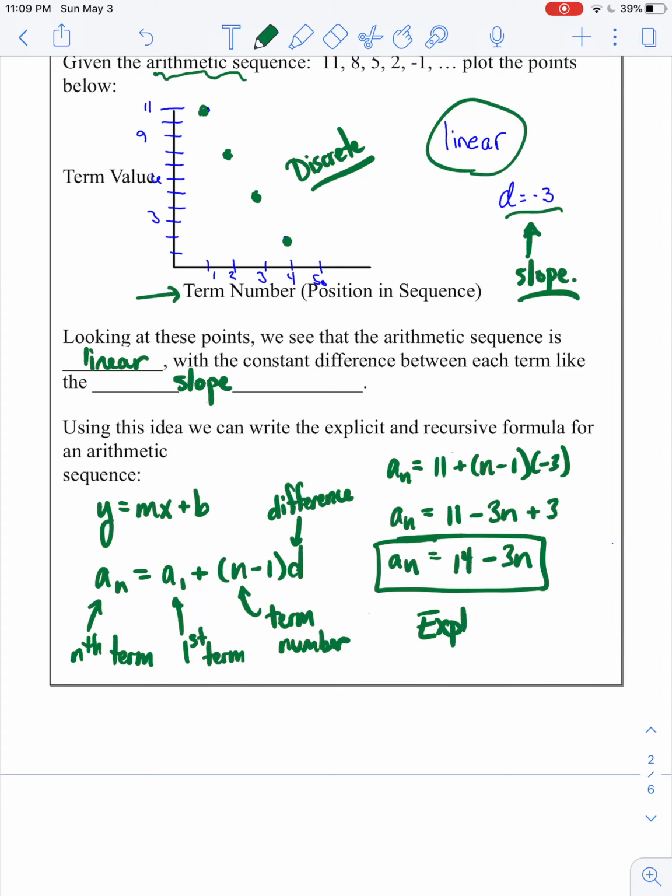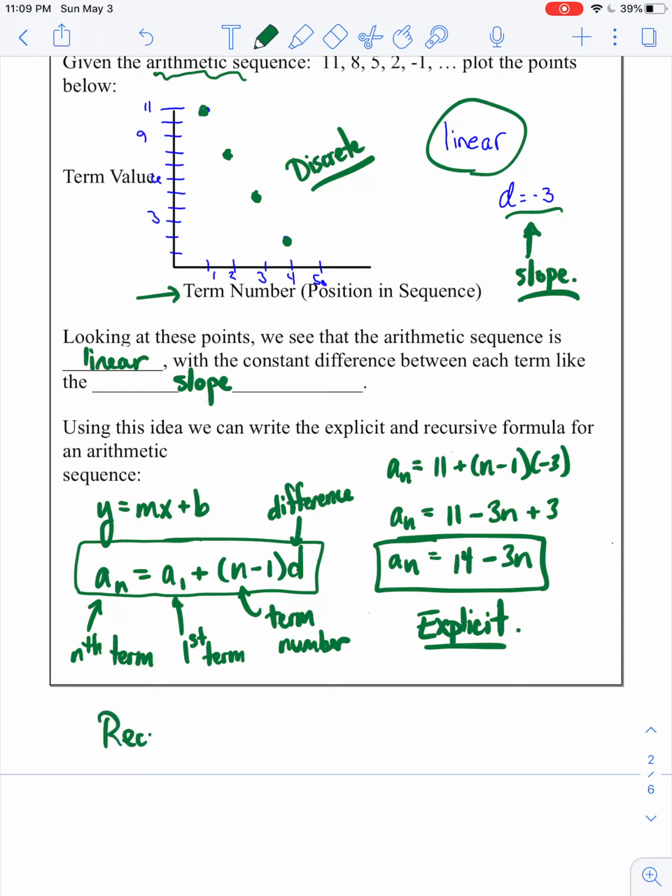So that is the explicit formula. Explicit means that if I wanted the 10th term, I could just plug 10 in for n. So a sub 10 would be 14 minus 3 times 10. Explicit will give me the term that I want. So this formula that I wrote down right here is for the explicit arithmetic sequence.